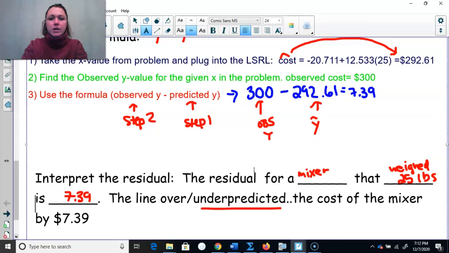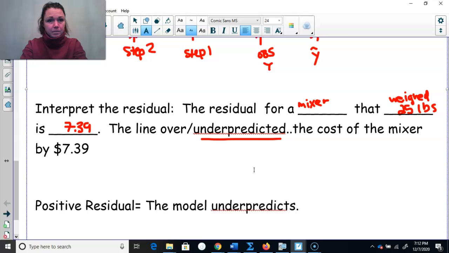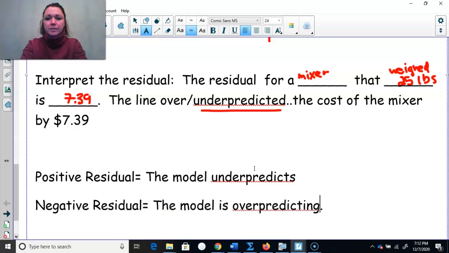Now, one thing you need to know: anytime we have a positive residual, the model is underpredicting. Anytime we have a negative residual, the model is overpredicting. All right, part 1 of the video, how to find a residual, what is a residual. Part 2 is going to be what's the importance of a residual plot.